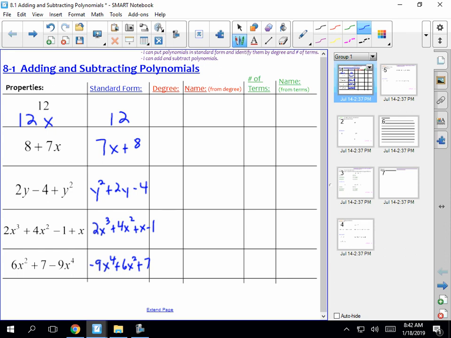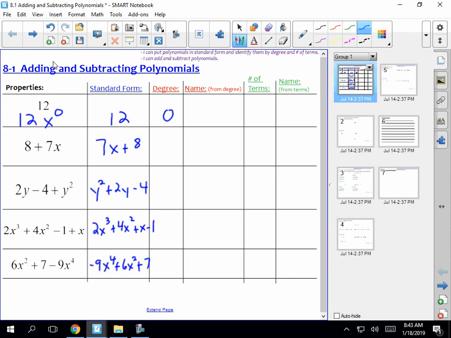So why 0? If I were to attach a variable to a constant term, to just a number like 12, it would have to have an x with the power of 0 on it, because anything to the 0 we know is equal to 1. And so this is just 12 times 1, or 12, right? So it doesn't change the value of it. So we call that degree 0.